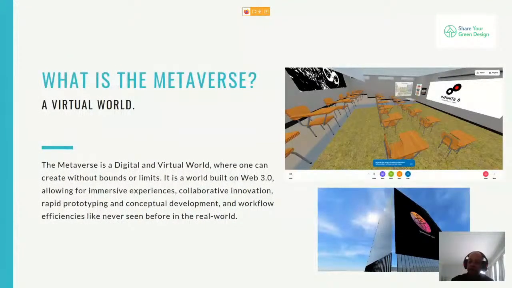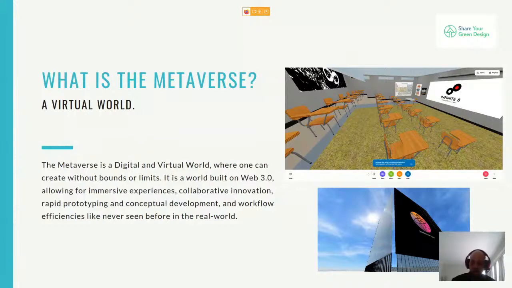So the metaverse is essentially a virtual world, and the biggest difference between the metaverse and other technologies such as BIM technology, that may do different modeling for construction and architecture, is that the metaverse is open and connected to the internet in a different type of way.